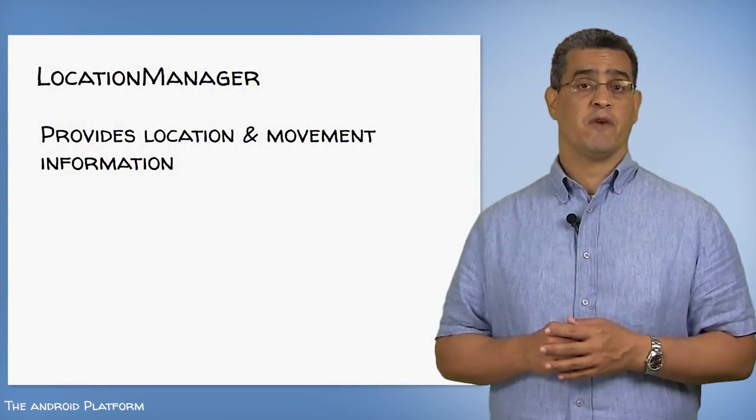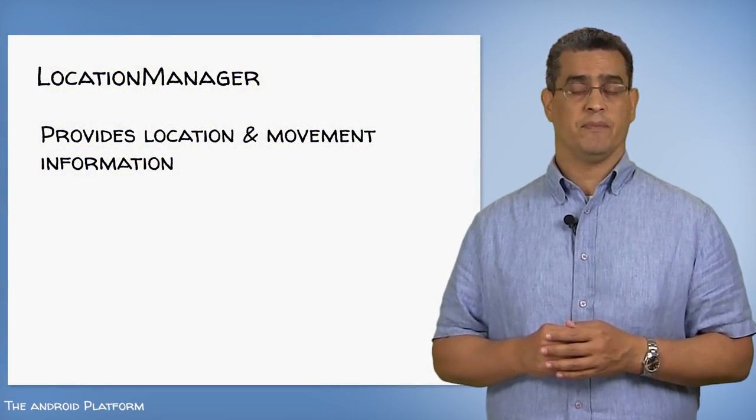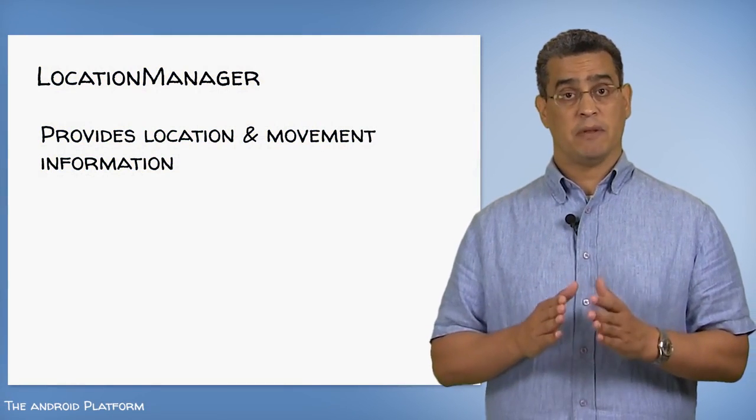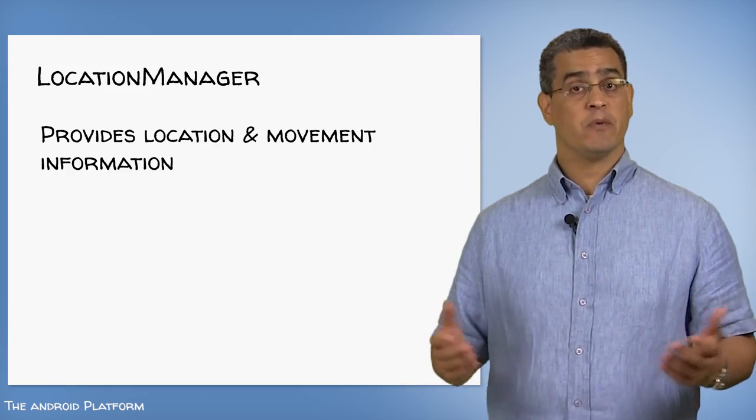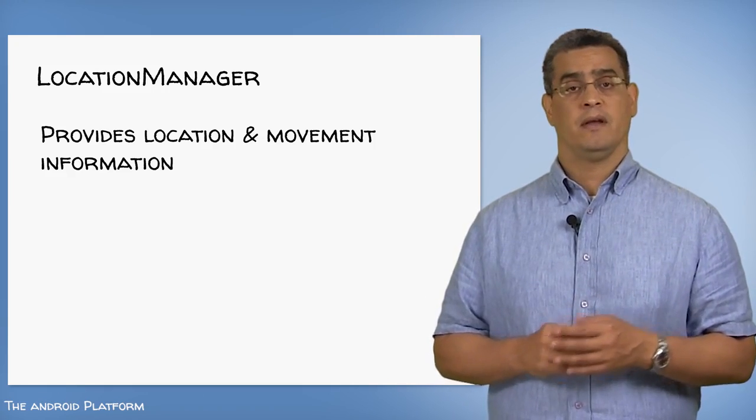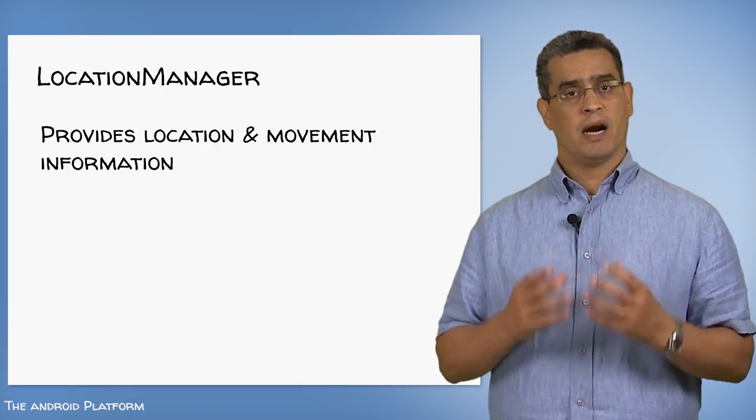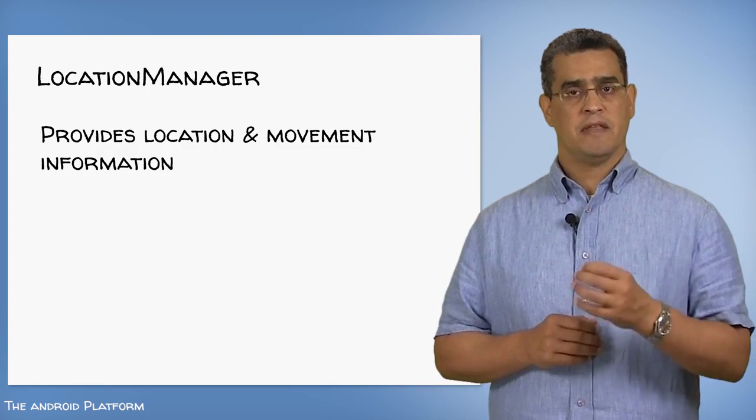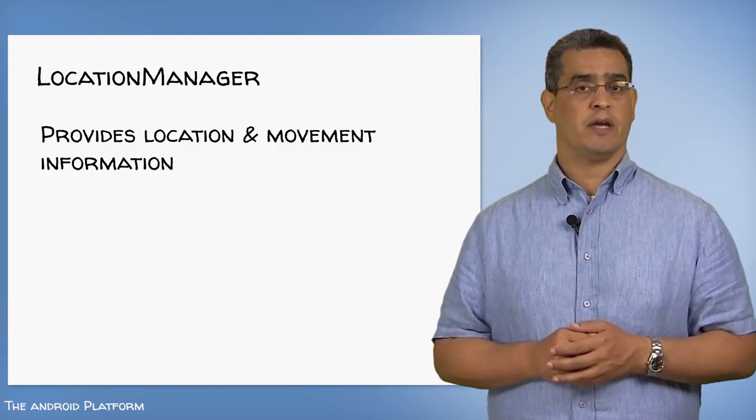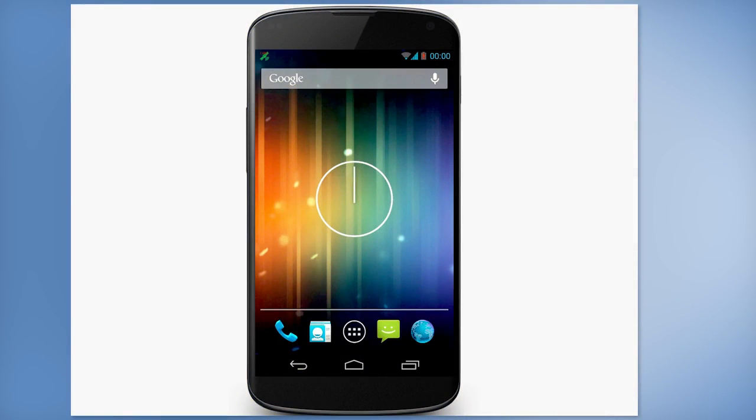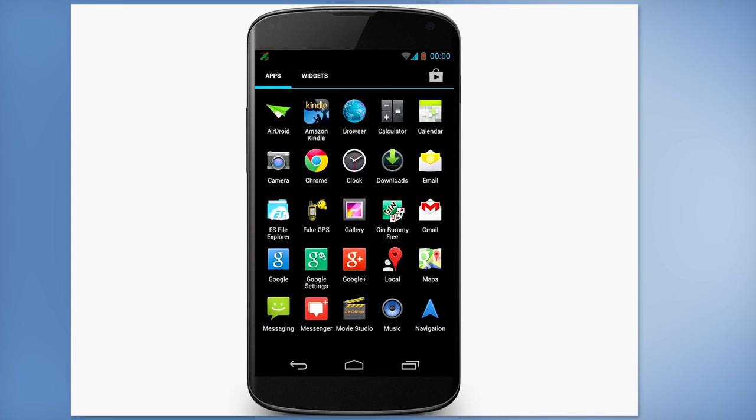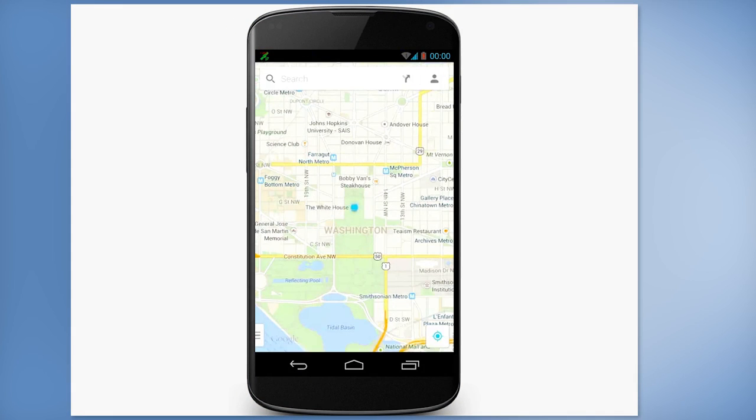The next application framework component is the Location Manager. The Location Manager allows applications to receive location and movement information, such as that generated by the GPS system. And this allows applications to perform context-specific tasks, things like finding directions from the current location. Now here I'm calling up the Google Maps application, which queries the Location Manager for my current location, and then shows a map of the area around that current location.